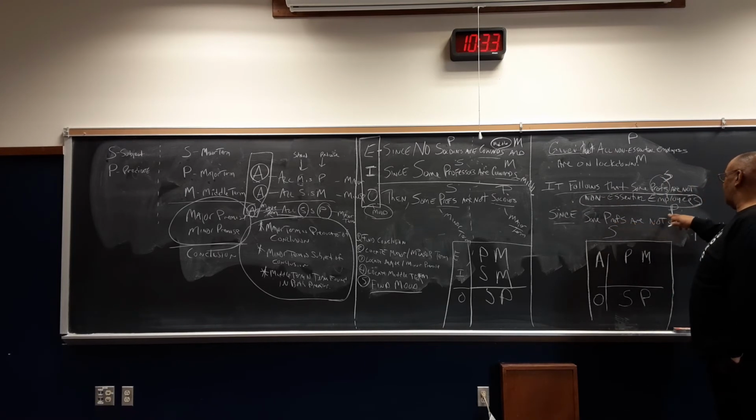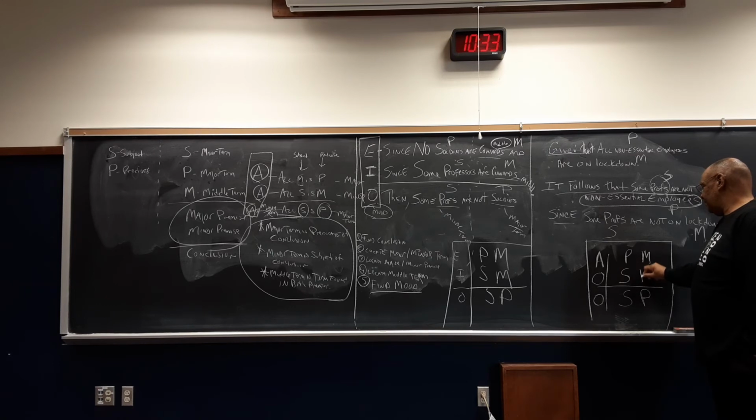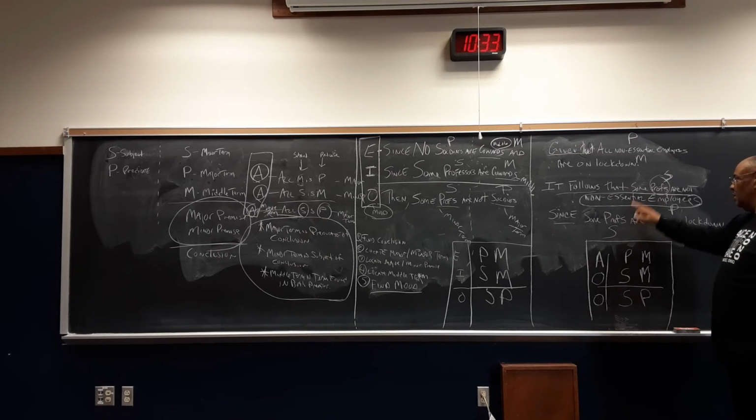Some S are not P. Sorry. No, I'm sorry. Some S are not M. All right. Some S are not M. That's an O, right? Some S are not M. So notice my conclusion is an O proposition. Some S are not P. O.